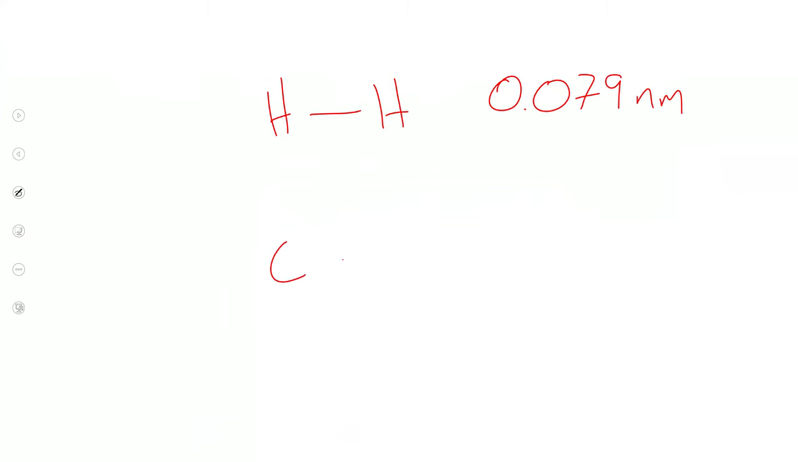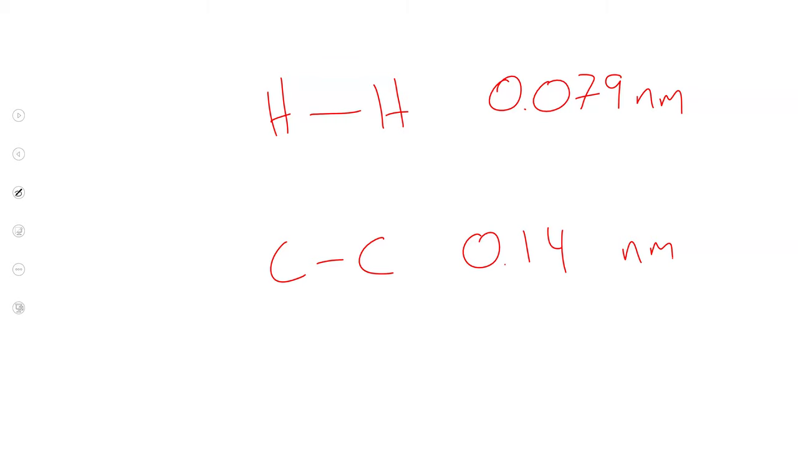So a hydrogen-hydrogen bond is 0.079, I think. And a carbon-carbon bond length is about 0.14. I'm going off of memory on these. I should have prepped these numbers, but I didn't think we'd get into this today. We get the point. We actually measure them, though.